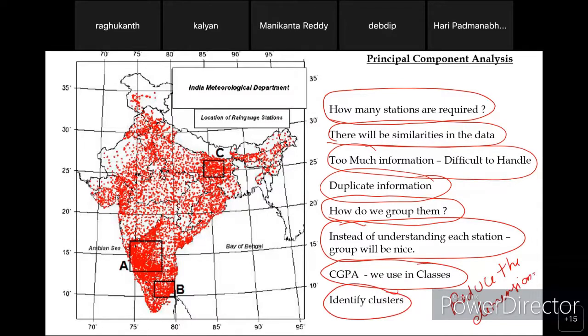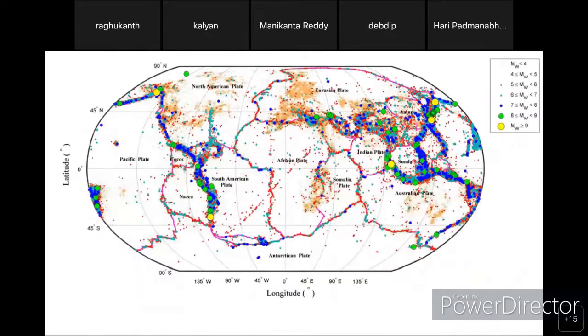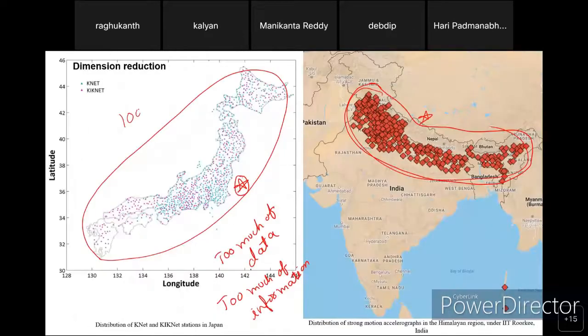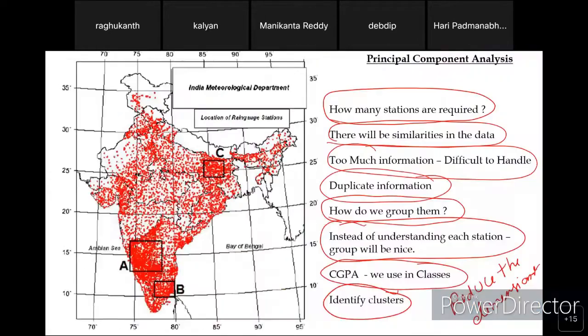If there are 1,000 records, that means you have 1,000 dimensions. If you have recorded this earthquake at 1,000 stations, your data has 1,000 dimensions. So the idea is, instead of 1,000 dimensions, can I reduce it to some 3 or 4 or maybe 10 or 20 dimensions? That is the question we are asking. Or you group them into 10 or 20 groups, then it is easy for us to understand what is happening and what this data is going to tell us. This is the concept of dimensionality reduction.